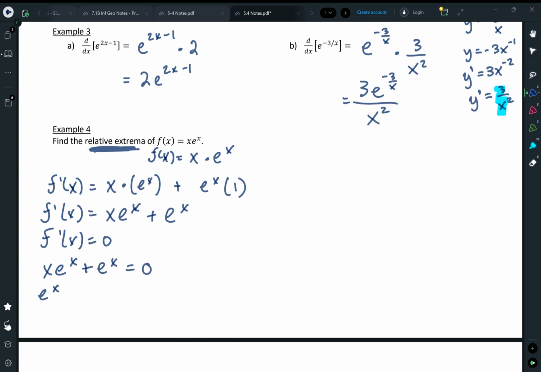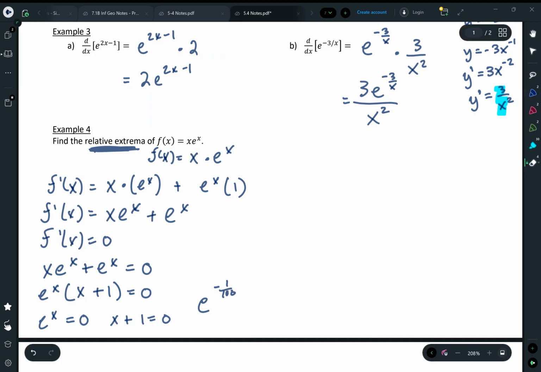And we'll factor out e to the x power. And e to the x can never be 0. Remember, if we're taking a number and raising it to a power, we can't get negatives, we can't get 0, right? Even if I take e and raise it to like the negative 100th power, all it does is make a really tiny fraction. So that's not going to have a solution for that part of my equation, so I'm just going to cross that part out. And my second part has a solution of negative 1.